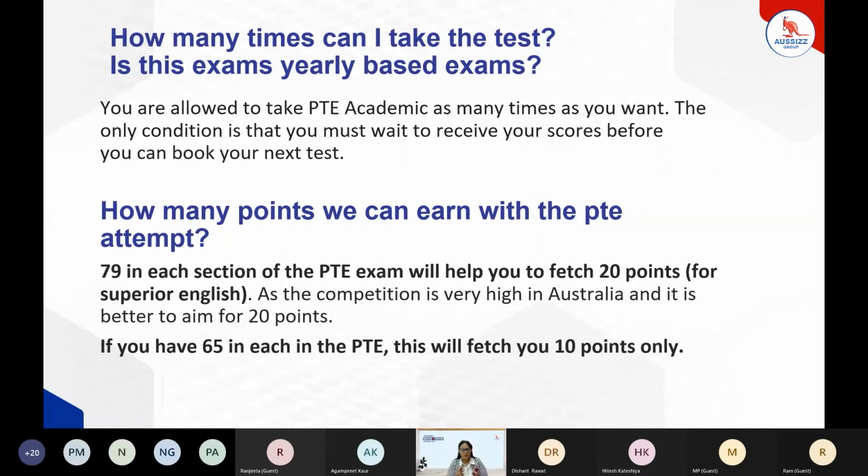At the same time, if we are from a vernacular medium, we haven't learned English as a language, or we're not familiar with the English language, still if we try to cross 65 plus, it can fetch us 10 points. So that is also an advantage.